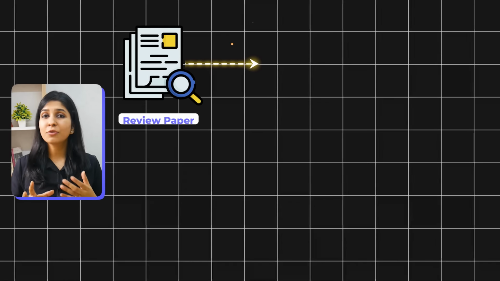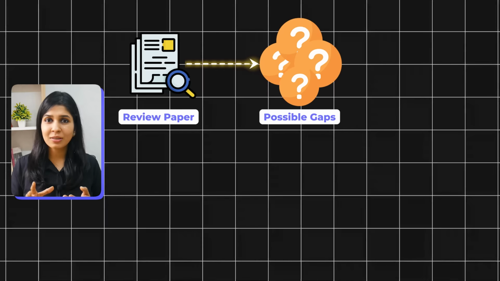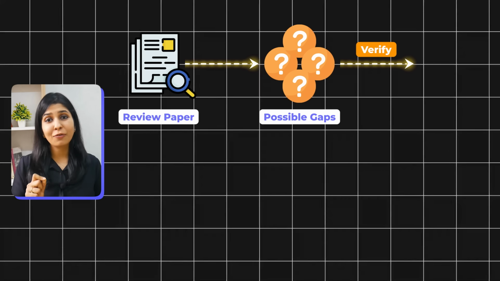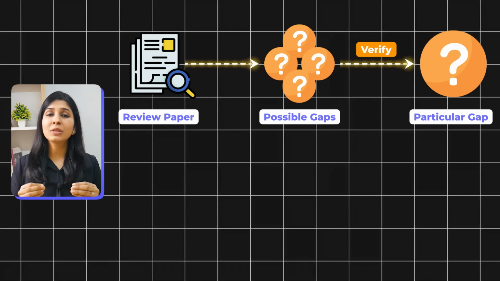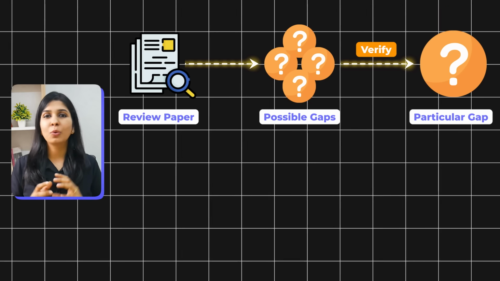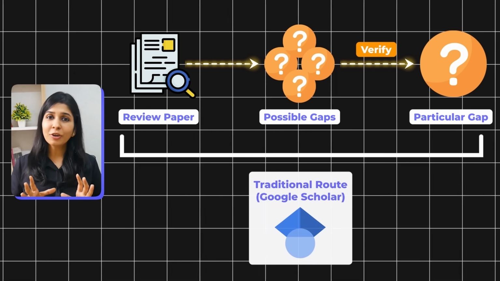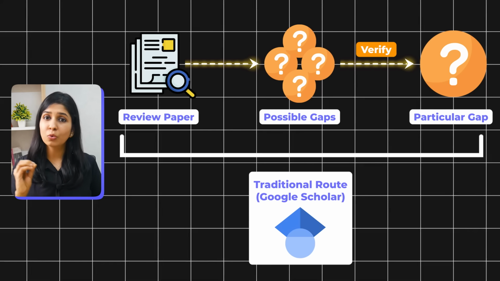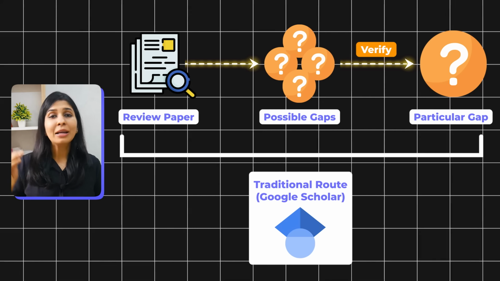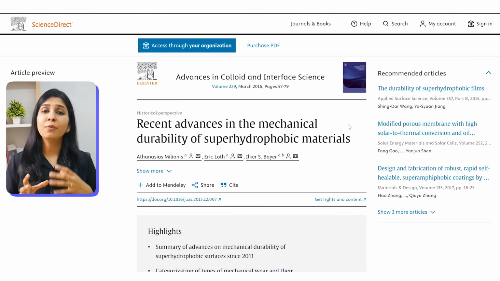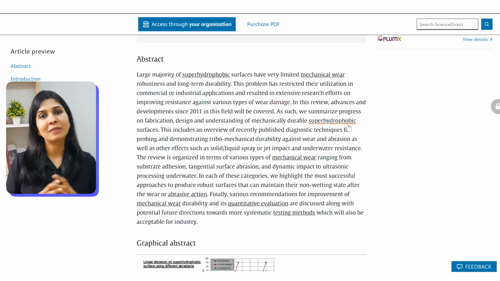Now the review papers have shown you some of the possible gaps in research, but you need to verify them yourself and also zero down on a particular gap that you would like to work on. Now here again, the traditional route is to go to Google Scholar, type down some of these gaps and go through at least 30 to 40 papers to verify what is already being done and what is missing.